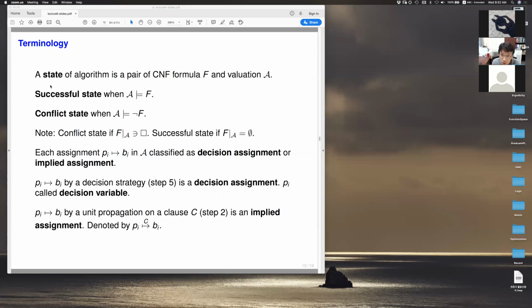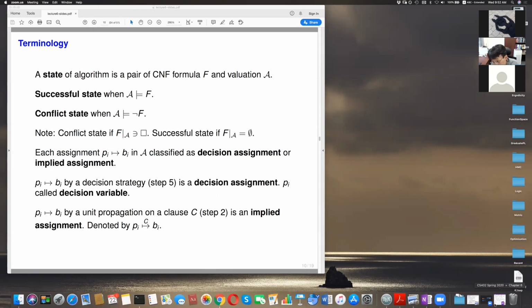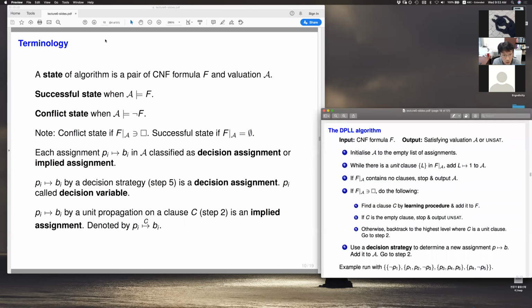The state of the algorithm works on two kinds of pieces of information. The first is a CNF formula F, which keeps getting extended by the clauses that are added through the learning process in step 4 in the previous slide. And then also the current valuation. So the state is a pair of formula and valuation.